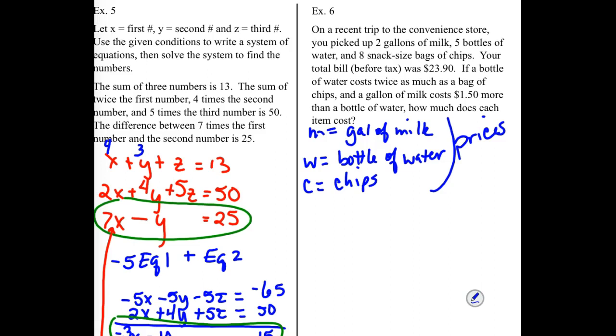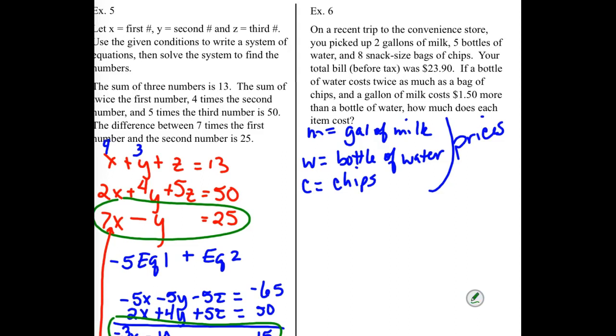Keep in mind that we want to write 3 equations. If we have 3 variables, we need 3 equations. Okay? So let's look at the first sentence. It says we pick up 2 gallons of milk. So we could write that as 2M. Okay, 2 milks. We get 5 bottles of water, so plus 5W.